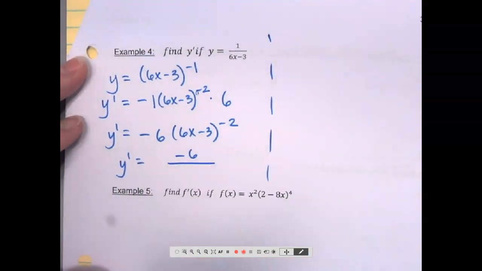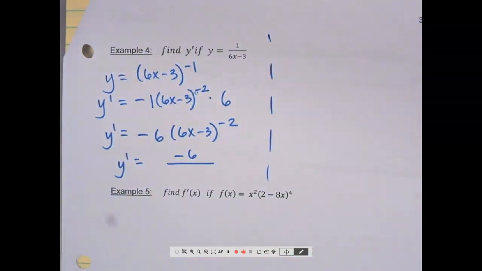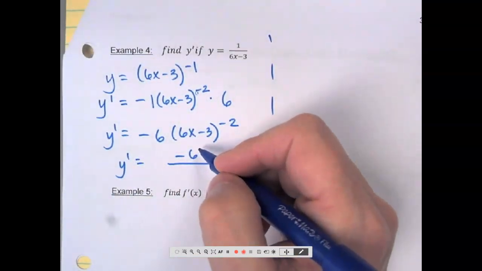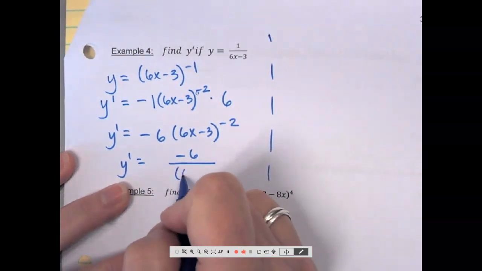Negative 6 up top. Why is that negative 6 not moving? The square is not 2. Yeah, that negative 6 doesn't have a negative exponent. You're only moving what has a negative exponent.